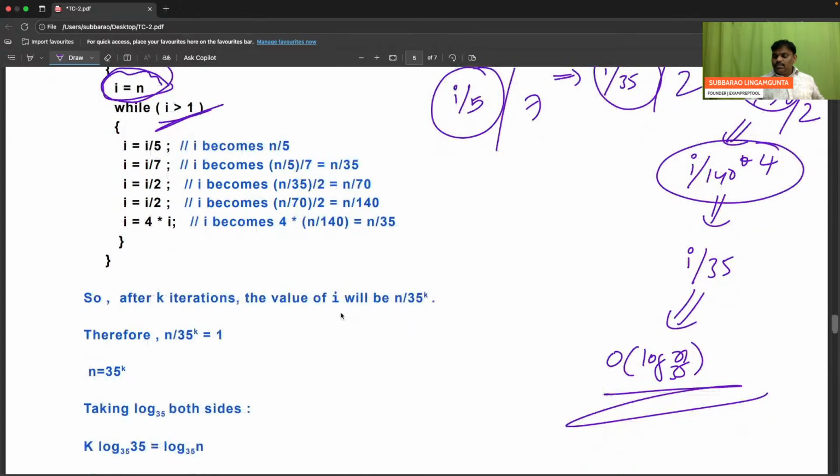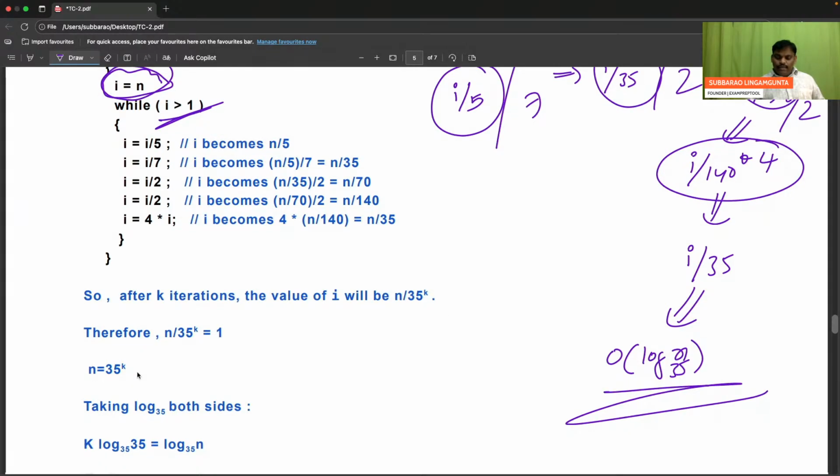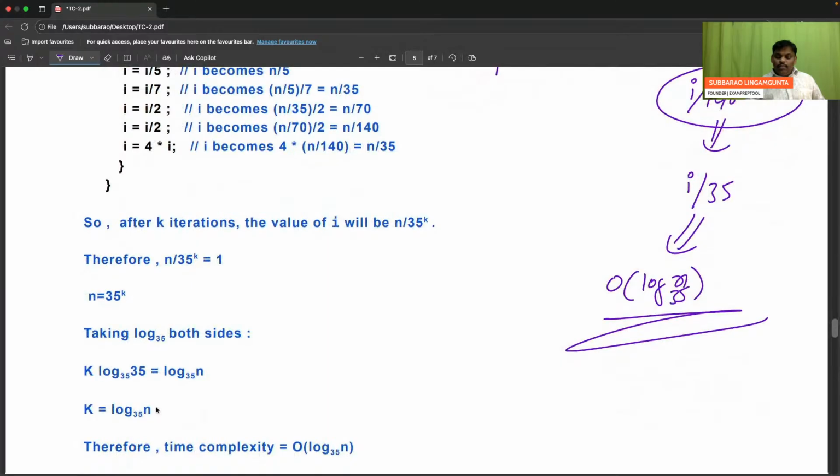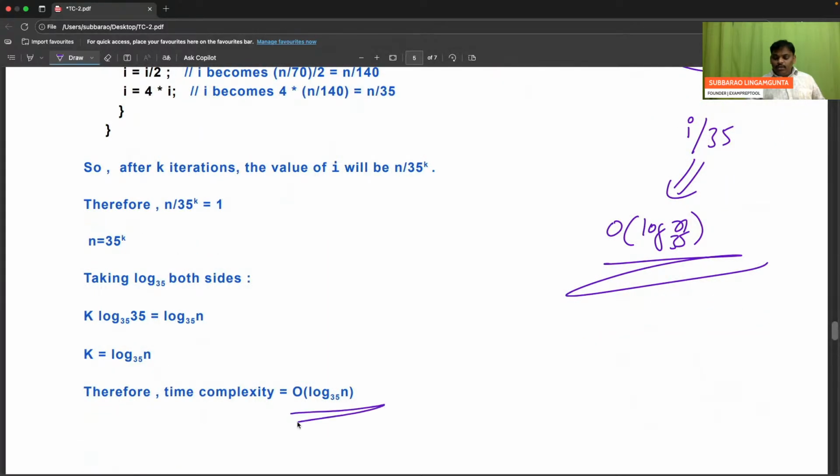So see this one. After k iterations, the i value will become n by 35 power k, which is equal to 1. Finally, n is equal to 35 power k. Finally, k becomes log n base 35. Time complexity becomes log n base 35.